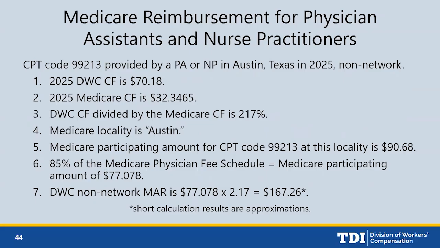So just taking a 99213 for a PA or NP in 2025 in Austin, Texas with no contract, our conversion factor is $70. The Medicare conversion factor is $32, and the short calculation is going to come up with 217%. And then using Austin as a locality, $90.68, you're going to get 85% of that. So there are the short calculations for a PA or NP.